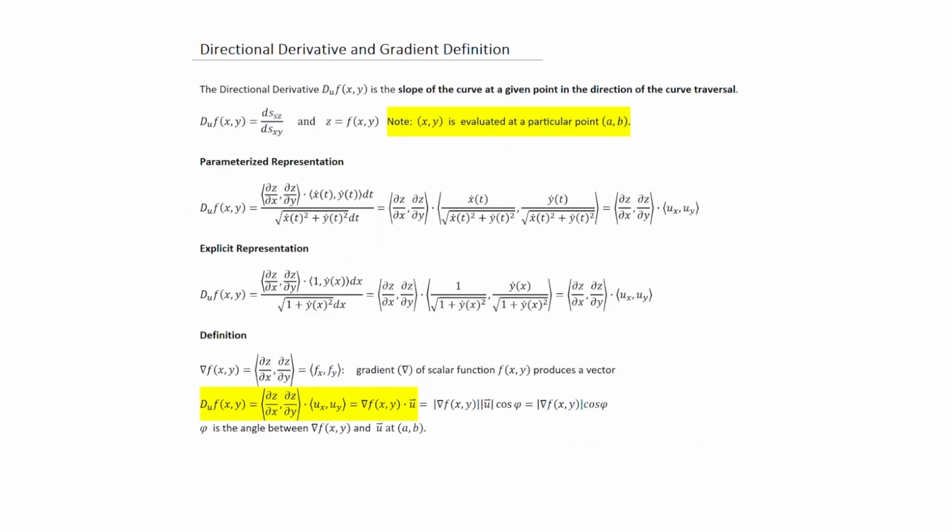All right, so then the next thing we did was the directional derivative and gradient definition. Why directional derivative? Because depending on which direction you go, you see a different slope. And so a directional derivative basically just says the actual physical slope if you're moving in a particular direction. And so that's why I mentioned here the slope of the curve at a given point in the direction of the curve traversal. So you're basically charting a path down some surface, but if you project that path onto the xy plane, that's the direction of the traversal that we're referring to.